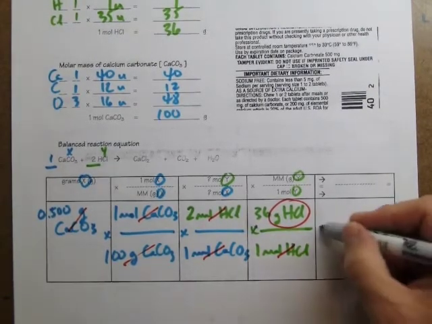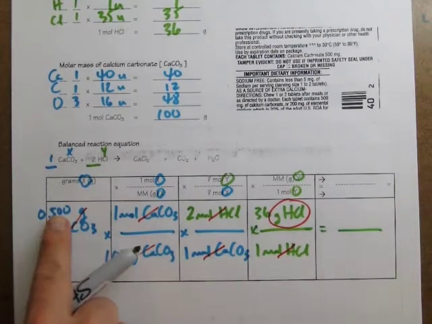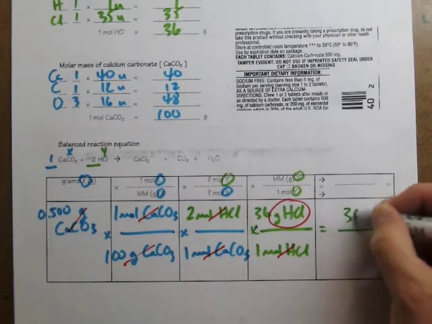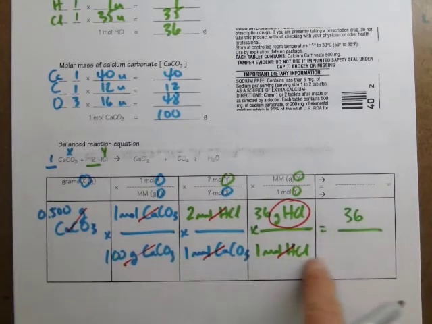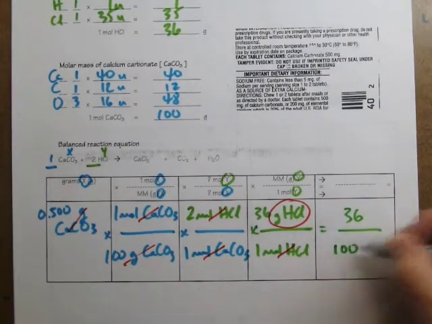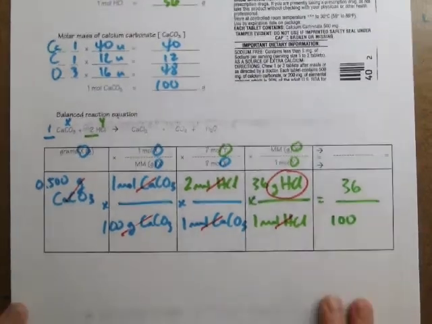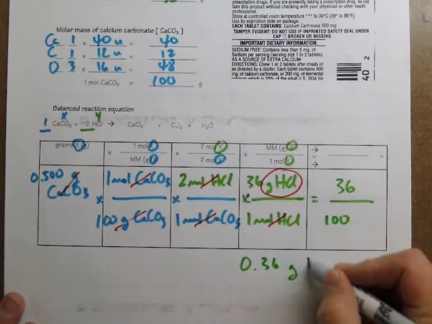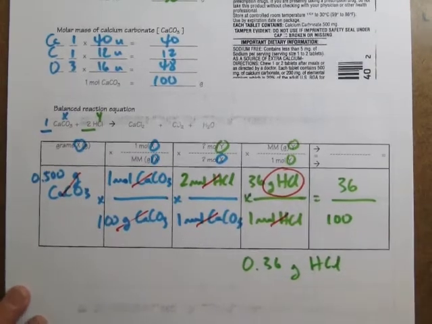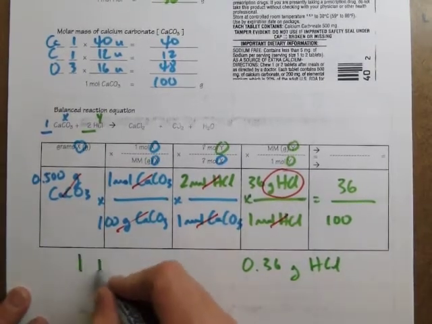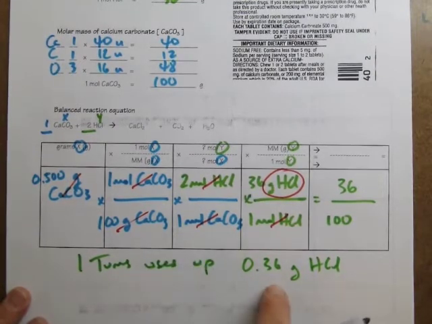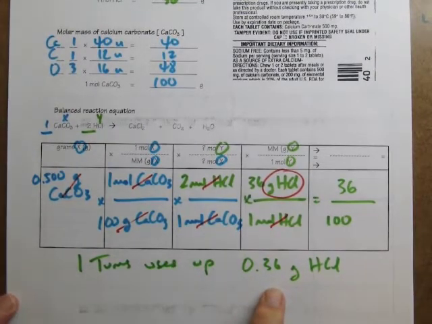So, do the math. Multiply across the top. If you multiply those 4 numbers together, you get 36. If you multiply these 3 numbers together, you get 100. And then if you divide the top by the bottom, you get 0.36 grams of hydrochloric acid. 1 Tums uses up 0.36 grams of hydrochloric acid.